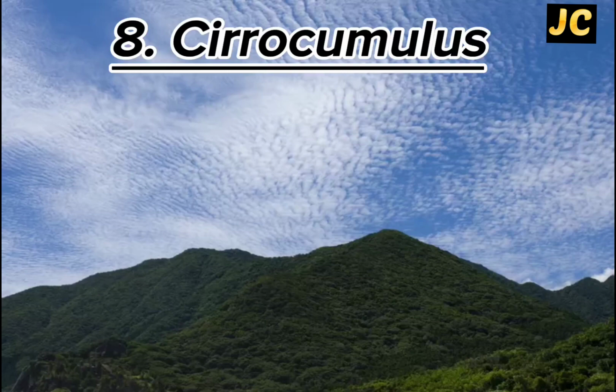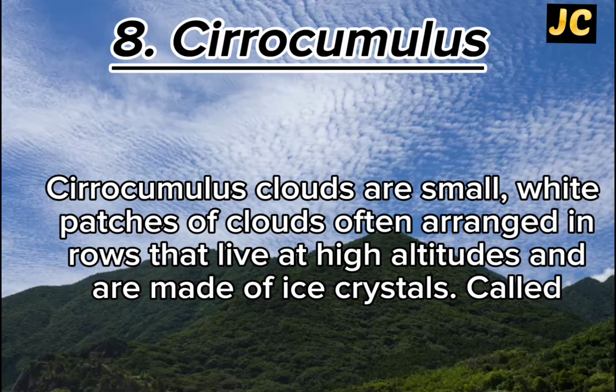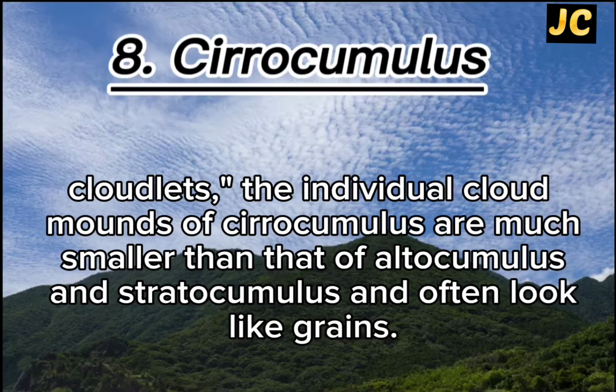8. Cirrocumulus. Cirrocumulus clouds are small, white patches of clouds often arranged in rows that live at high altitudes and are made of ice crystals called cloudlets. The individual cloud mounds of cirrocumulus are much smaller than that of altocumulus and stratocumulus and often look like grains.